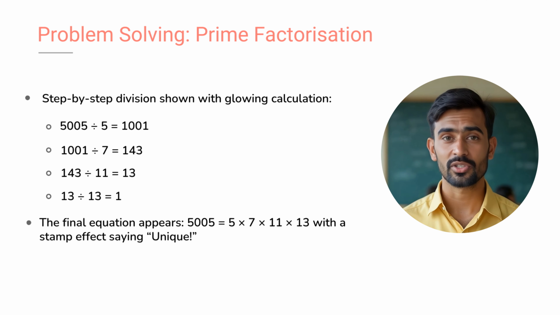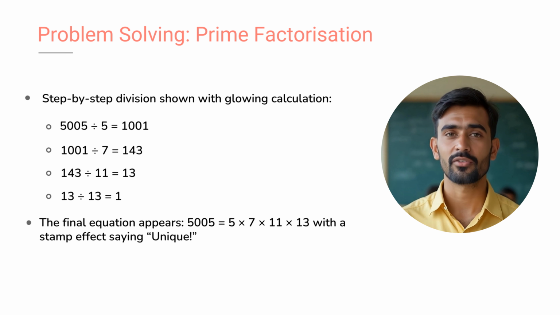Let's put the theorem to the test with a fresh number, 5005. Step 1. Start with the smallest prime that divides it. 5005 divided by 5 equals 1001. Step 2. Now divide 1001 by 7. That gives us 143.